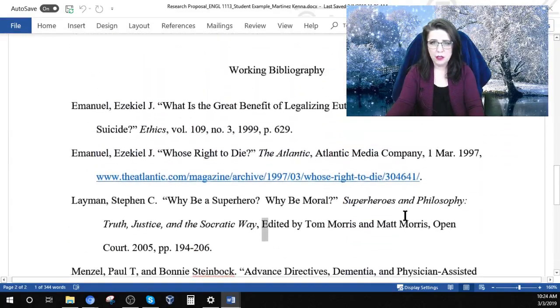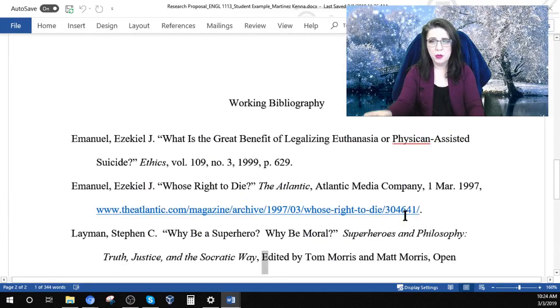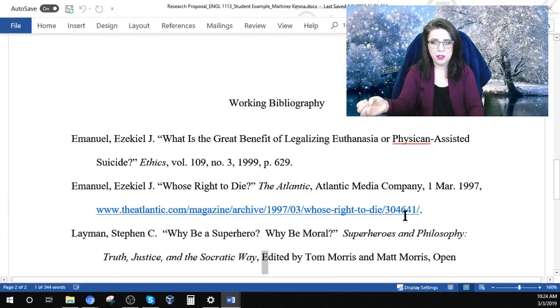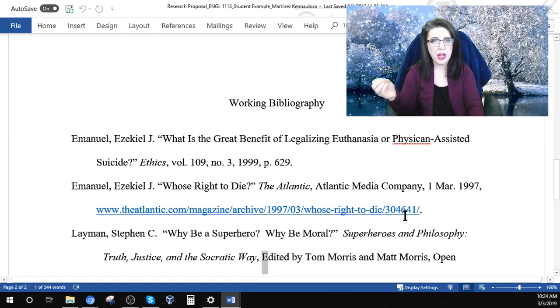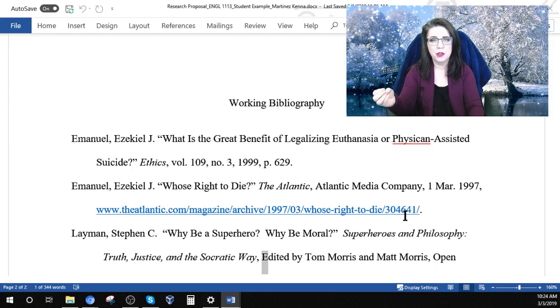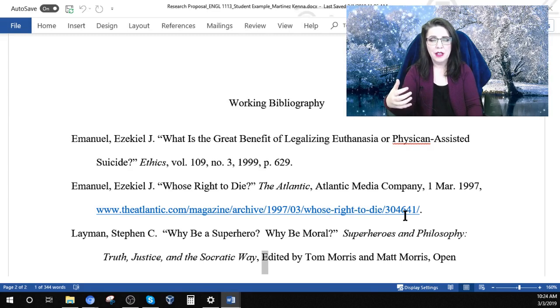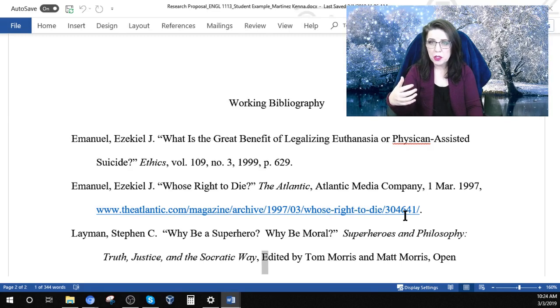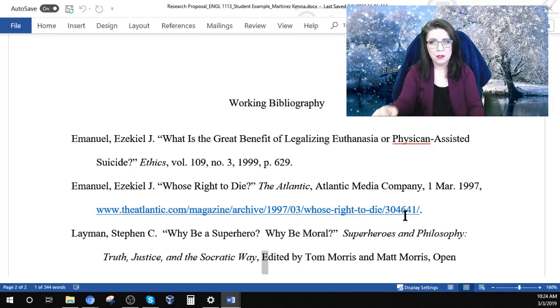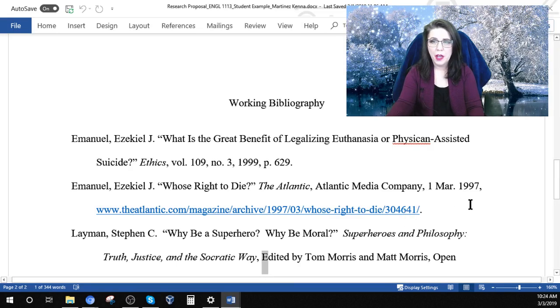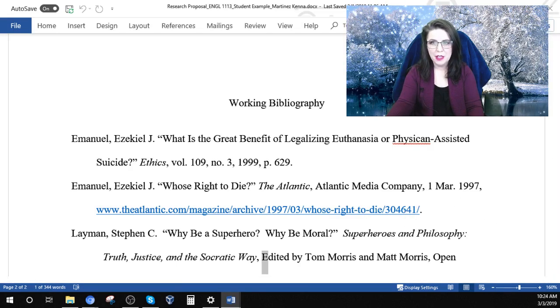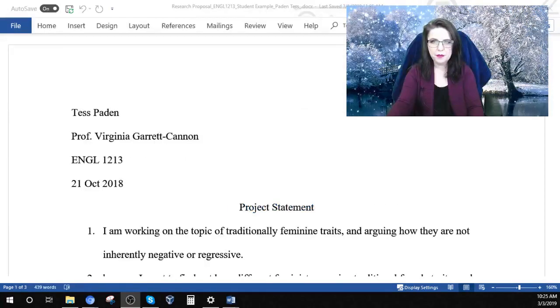It's varied. She does pull in a source from the Superheroes textbook, which is a requirement. She has used the TCC databases, which are also a requirement. This is a really good research proposal, just like Erin's was an excellent research proposal as well. I hope that both of these will help you to determine what it is that I'm looking for.